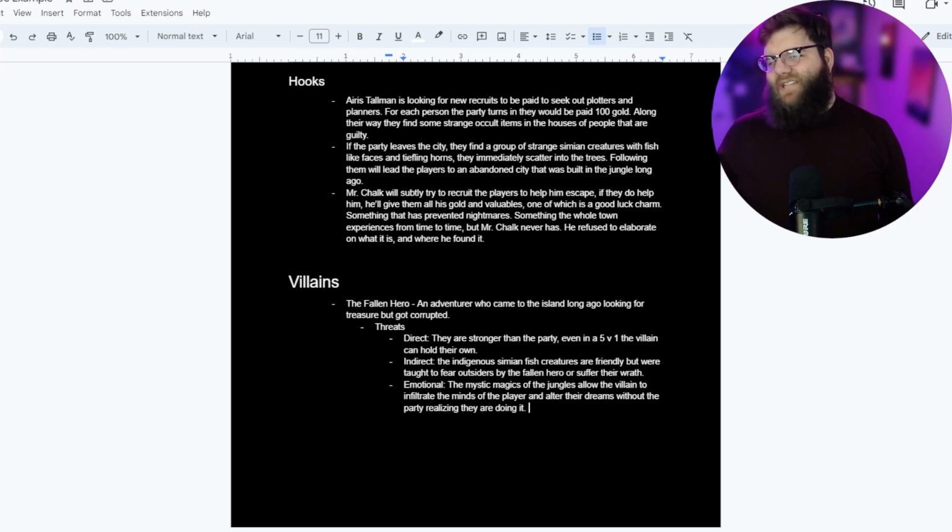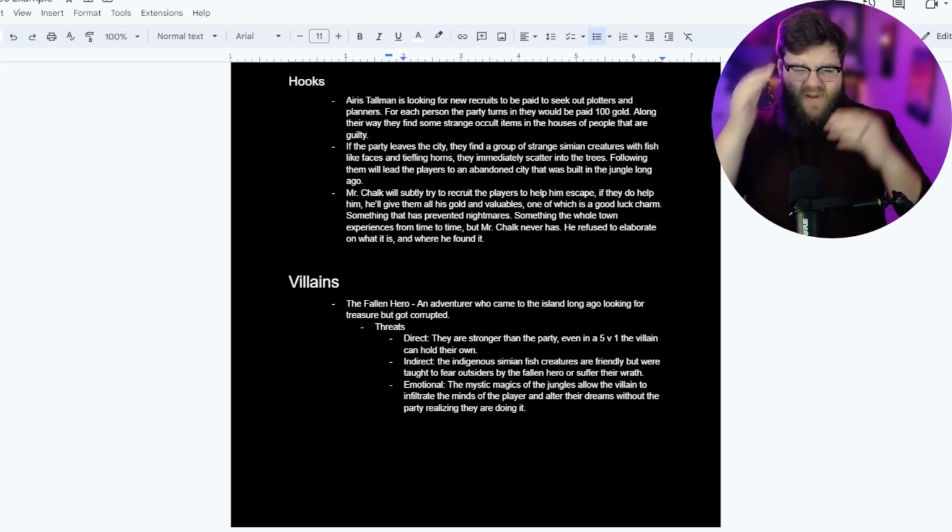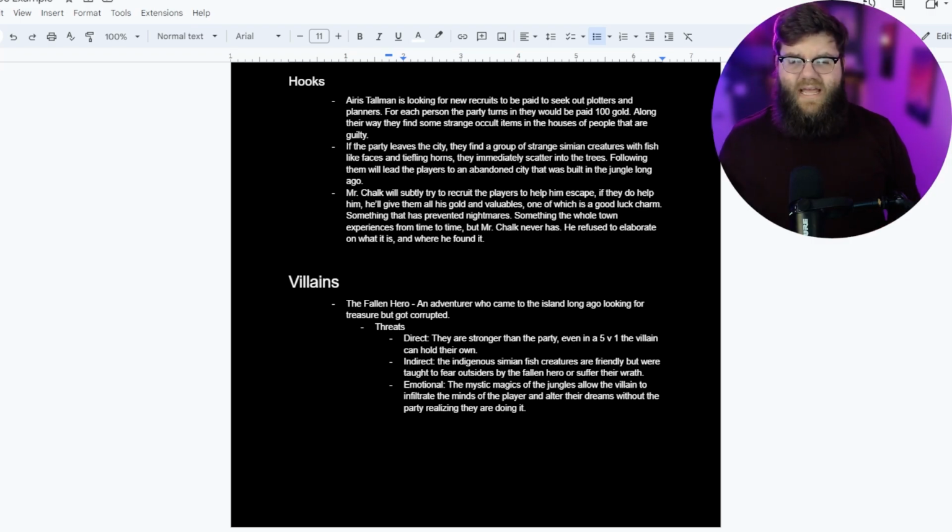So the mystic magics of the jungle allow the fallen hero to infiltrate the minds of the players while they're sleeping, manipulating their dreams, giving them visions and this fake foresight of events that may come, foreshadowing betrayals from party members that'll never happen, but trying to sow the seeds of doubt. The fallen hero wants no one to find the treasure that he found, or they found, long ago.